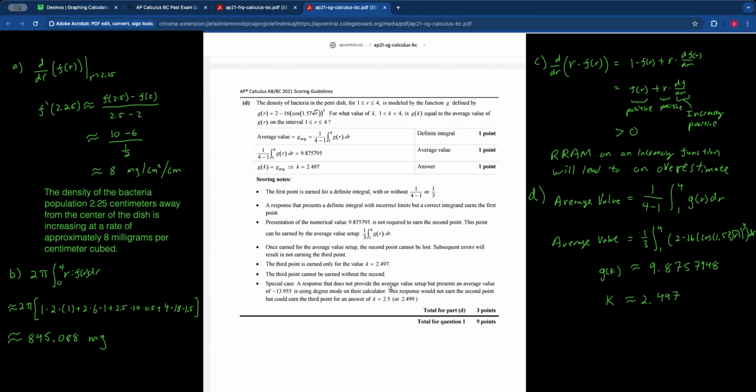A response that does not provide the average value setup but presents an average value of this, using degree mode on their calculator, would not earn the second point, but would earn the third point for an answer of 2.5. Oh, fascinating. So again, if you use degree mode, just be careful. When you're actually on the test, you should set it to radians and just not fall for this kind of mistake. Okay. But the mistake that I almost made was that I interpreted a cubed as a squared, and that would be really, really bad. There's really no saving. But luckily, I read the problem again. So there you go, problem one.